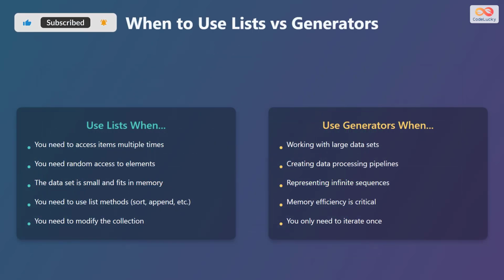So, when should you use lists and when should you use generators? Use lists when you need to access items multiple times, you need random access to elements, the dataset is small and fits in memory, you need to use list methods such as sort or append, and you need to modify the collection. Use generators when working with large datasets, creating data processing pipelines, representing infinite sequences, memory efficiency is critical, and you only need to iterate once.